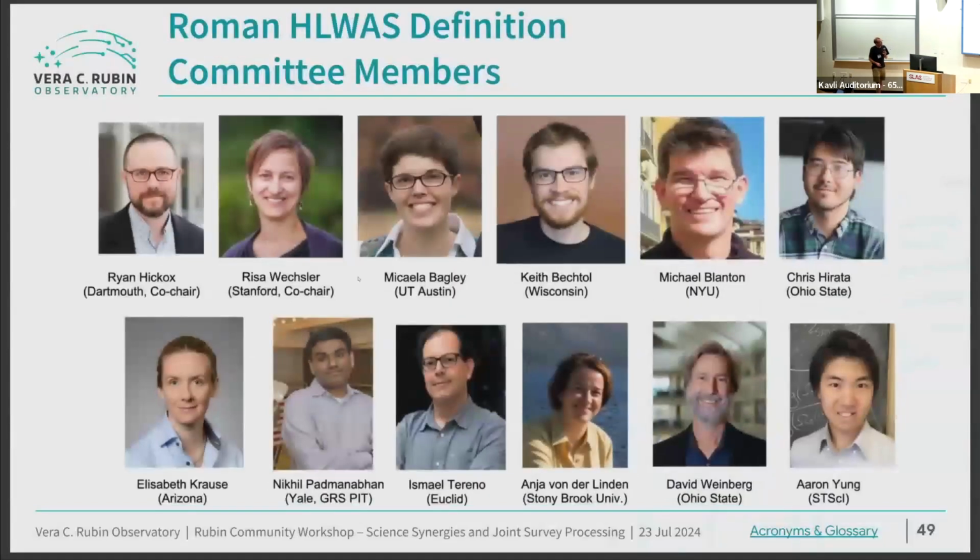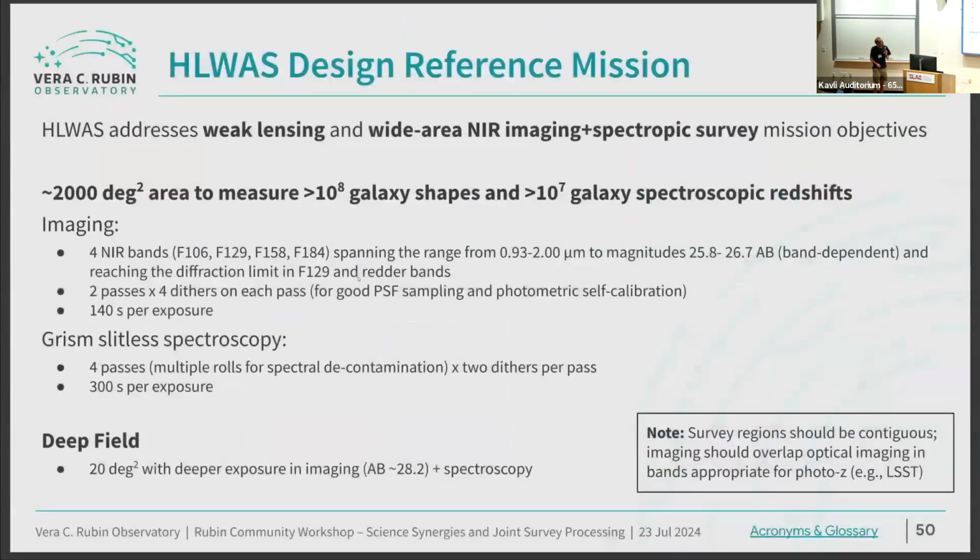So I'm Keith Bechtol. I'm one of the representatives on this committee. If you look, you'll see probably several faces that you know from the Rubin science community. So we have good representation there. So I'll start by talking about the design reference mission.